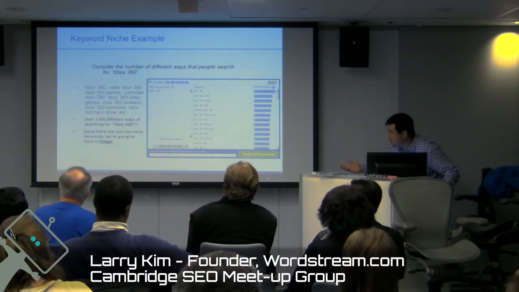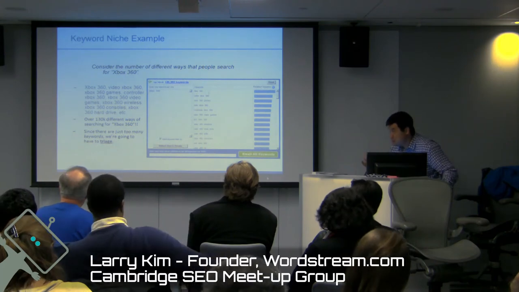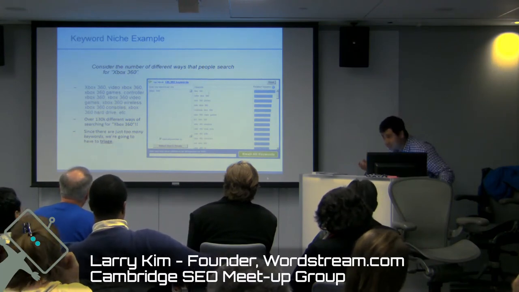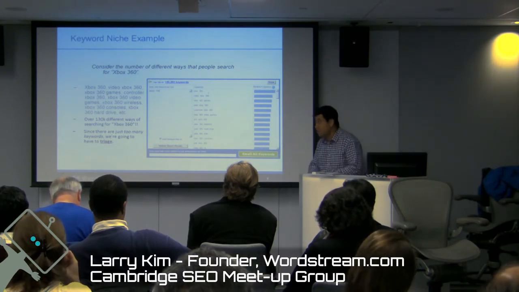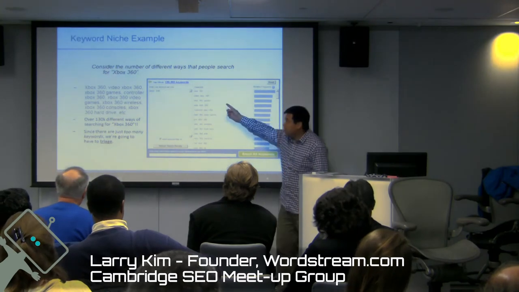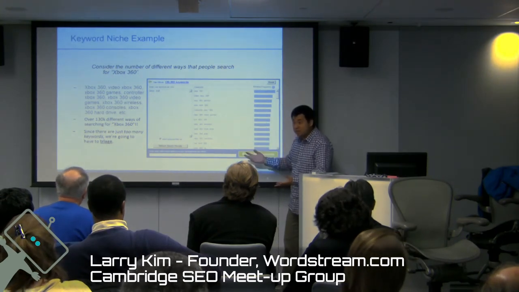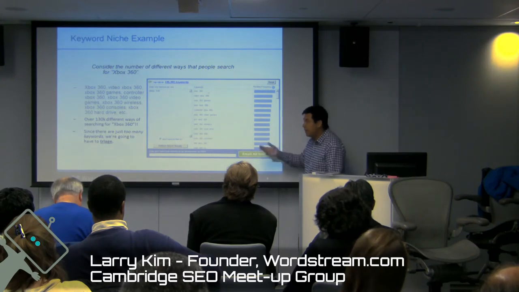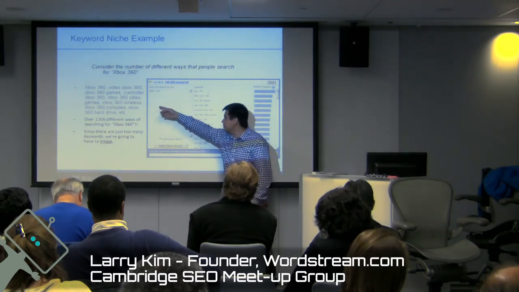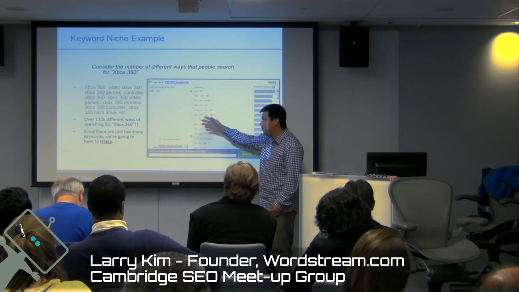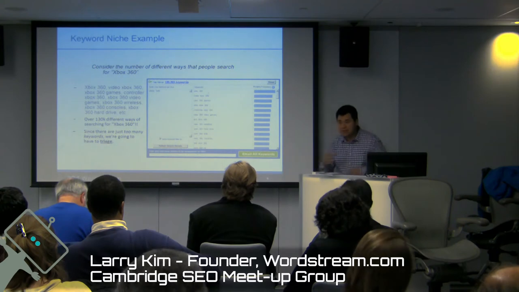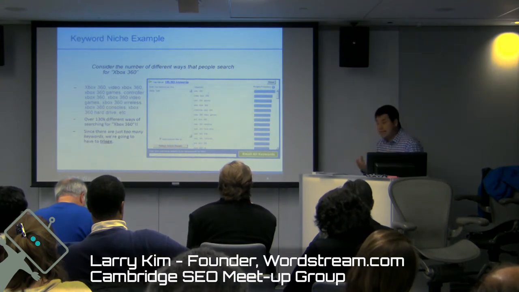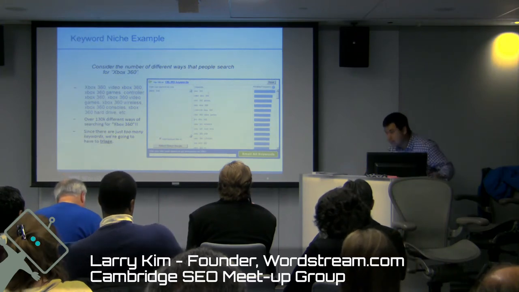Consider, in this example, different ways that people search for the term Xbox 360. This is a free tool from WordStream. You can go get it from wordstream.com/keywords. Basically, there are 130,000 different ways of searching for Xbox 360. Xbox, controllers and games and hard drives. There are 130,000 different ways of searching for this similar concept. There are just too many keywords here, so you're going to have to triage and organize them together. Let's see how you would do that.